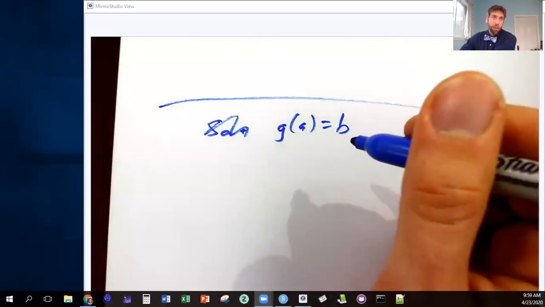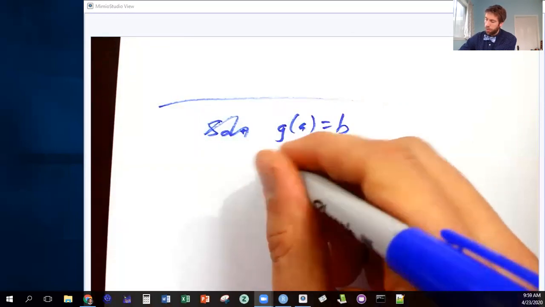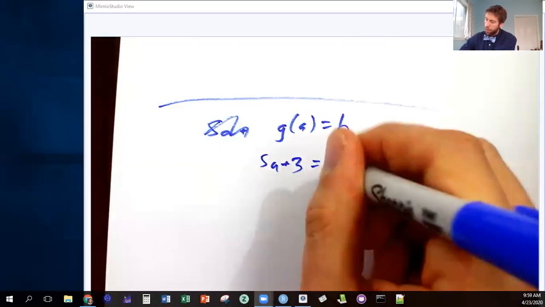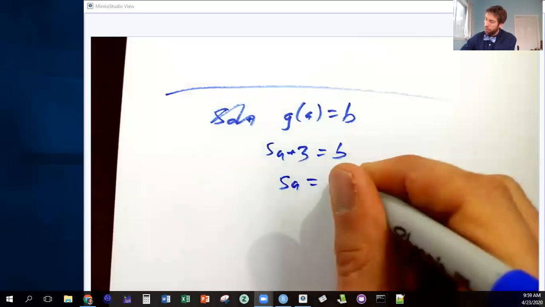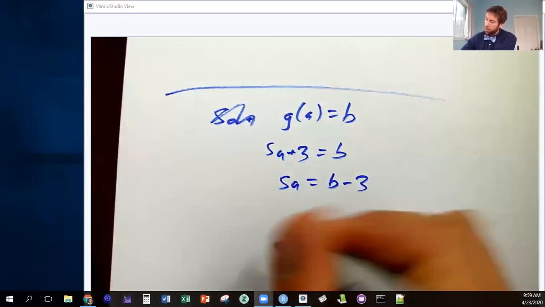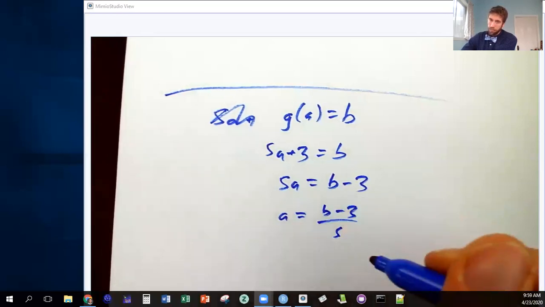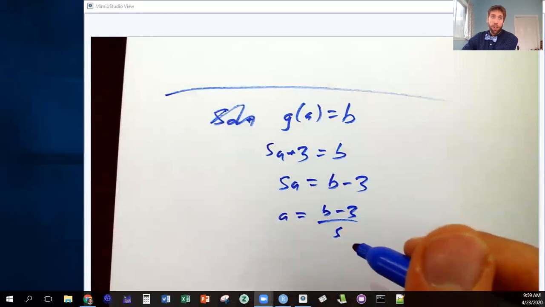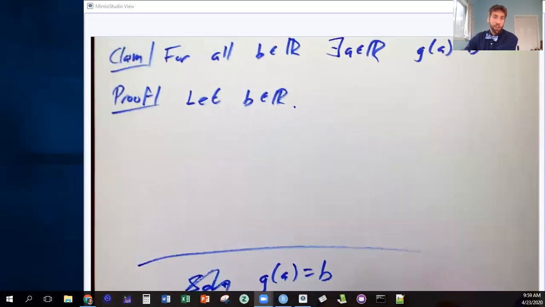Algebra helps us figure out what we're actually looking for. If we're looking for g of a equals b, we're looking for 5a plus 3 equals b. Let's solve for a. So 5a equals b minus 3, and a equals (b minus 3) over 5. We don't have to show that in our proof. Sometimes it's fun to have a proof where it comes out of nowhere.